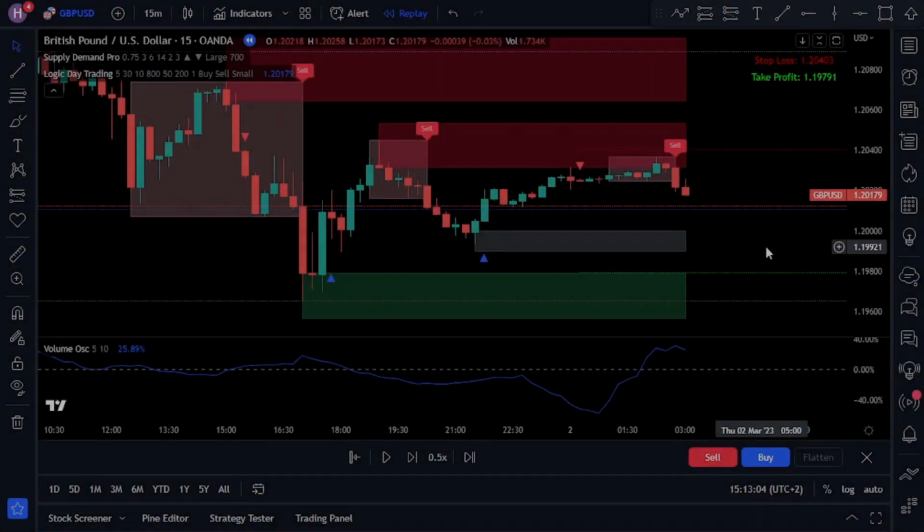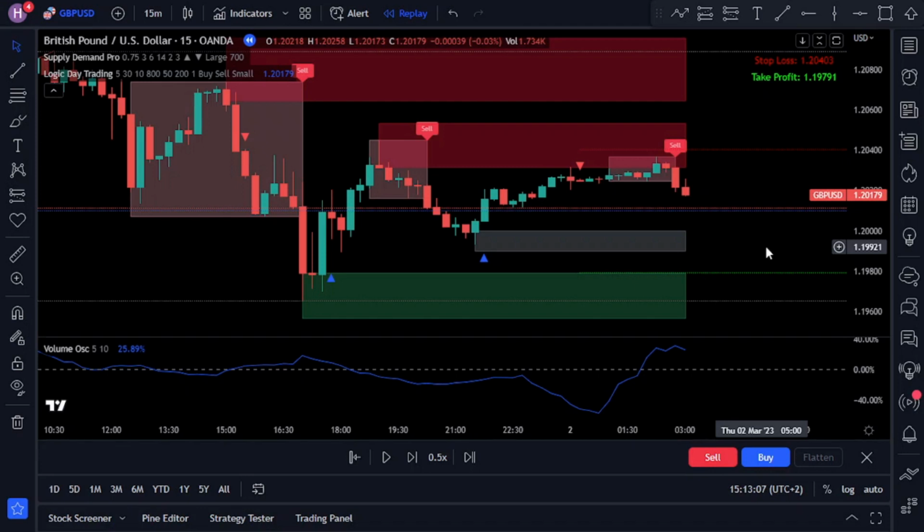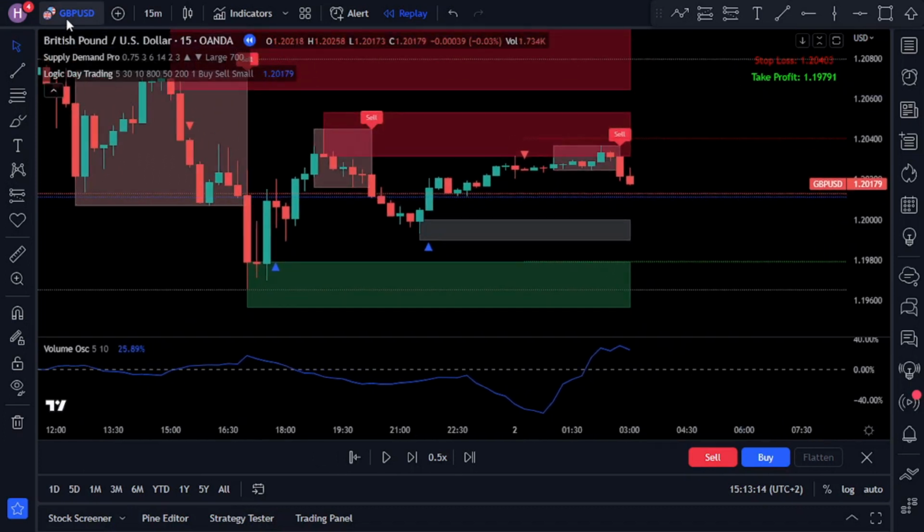Now that we have covered all of the rules for the buy side, let's take a look at a sell or short trade example. On the chart, we have the pound dollar, or GBPUSD, on the 15-minute time frame. This is going to be the time frame for our next example. However, this strategy can be used on any instrument and time frame. The price of the asset has recently respected the zone and has printed a sell signal in the form of the arrow.